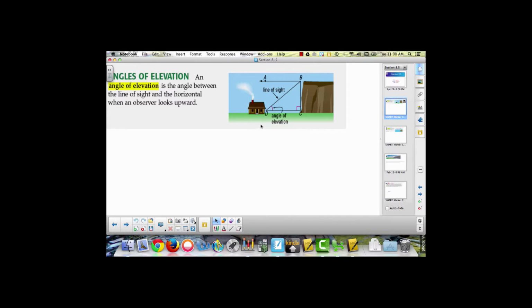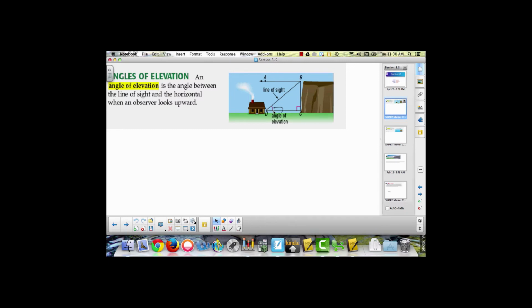So we're going to be looking at word problems or real-world problems where there's something called a line of sight. You have someone or something that's looking up, in this case, or down at something. We call that the line of sight. So here somebody's in this house looking up at the top of the cliff, and this is their line of sight. Notice the line of sight is the hypotenuse of the right triangle.